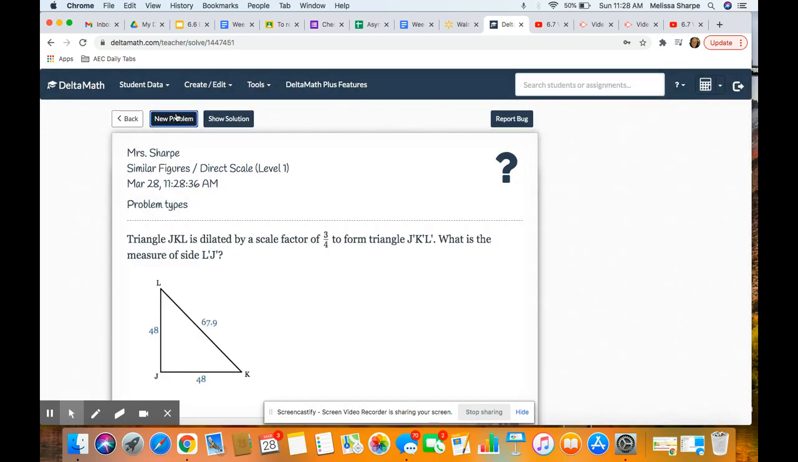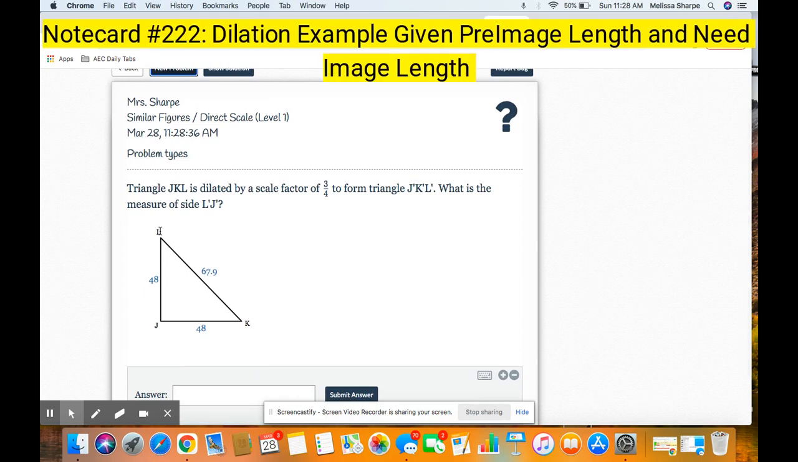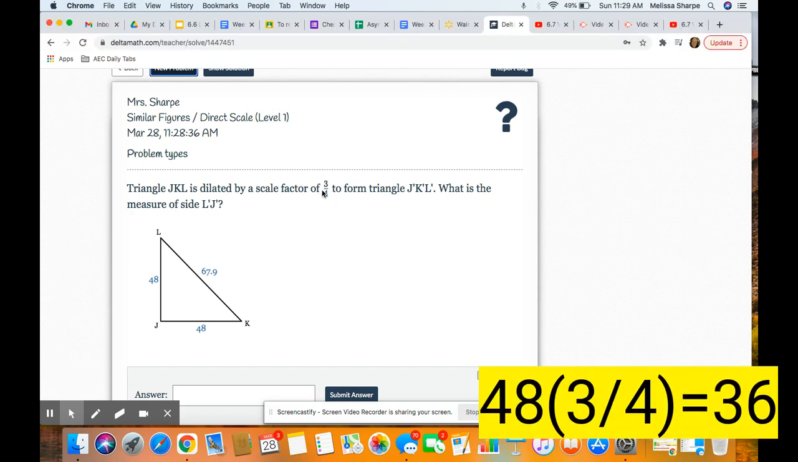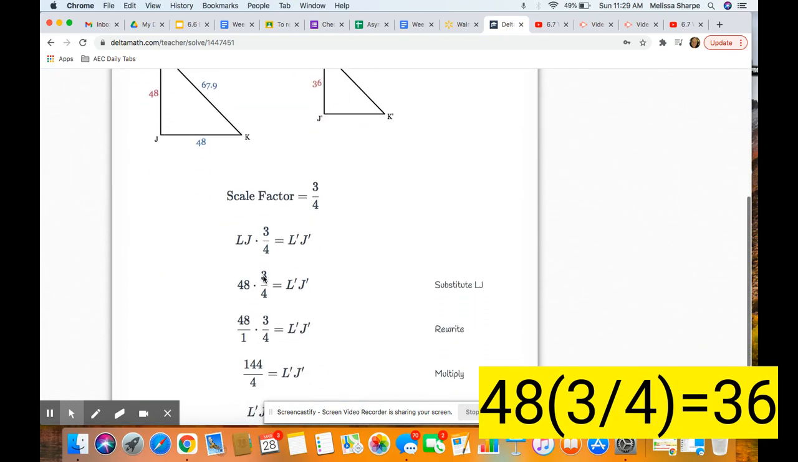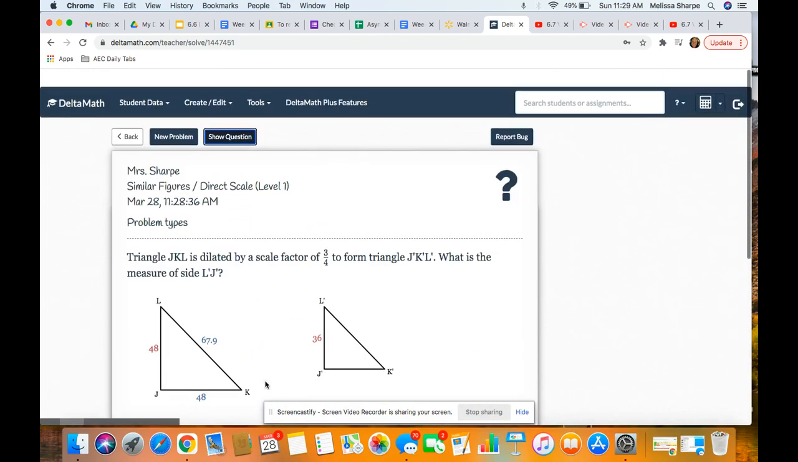Let's look at a new one. Like this one. We're given the preimage, JKL. It's dilated by a scale factor of 3/4 to go to the J prime, K prime, L prime. What is the measure of side L prime, J prime? So this is 48 right here. It's the one I need, LJ. I'd multiply that by 3/4, and that would give me L prime, J prime. When they give me the pre-image lengths, it's a lot easier because I just multiply by the scale factor. But like in the last example, if they give you the image lengths, you have to multiply by the reciprocal of it or divide by it. Okay, so let's see. 48 times 3/4 gives me 36.